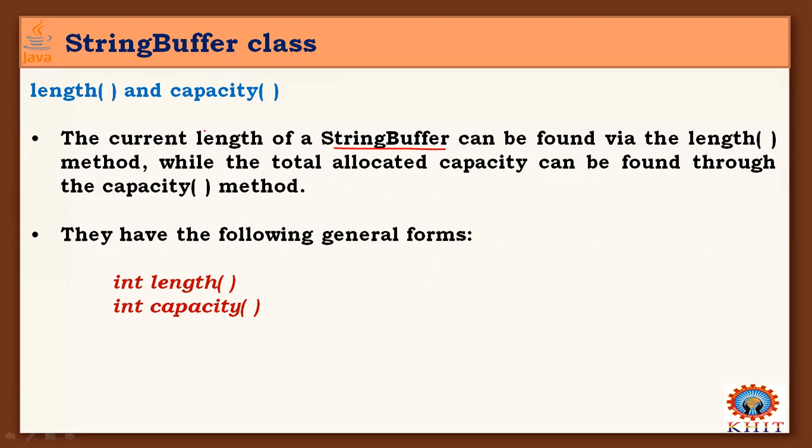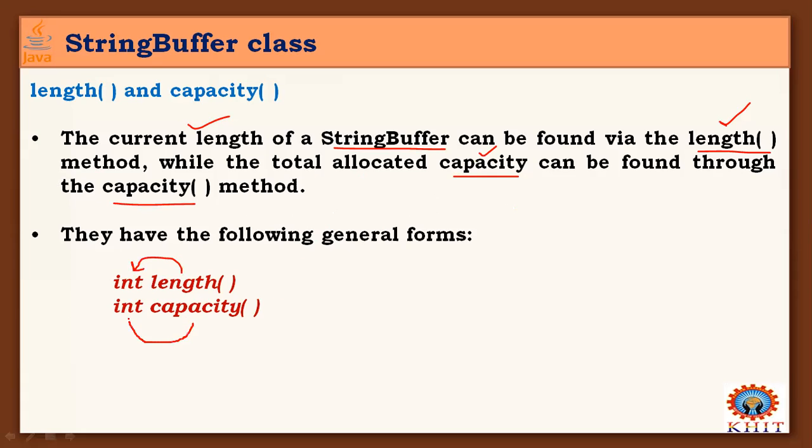Here, length and capacity. The current length of a StringBuffer object you can find using the length function, and it is the same as in the String class. We also have the capacity. Why? Because we are reserving 16 locations for organizing the string using the StringBuffer object. To know the capacity of that StringBuffer object, you can find it through the capacity method. And both are of type integer. Why?